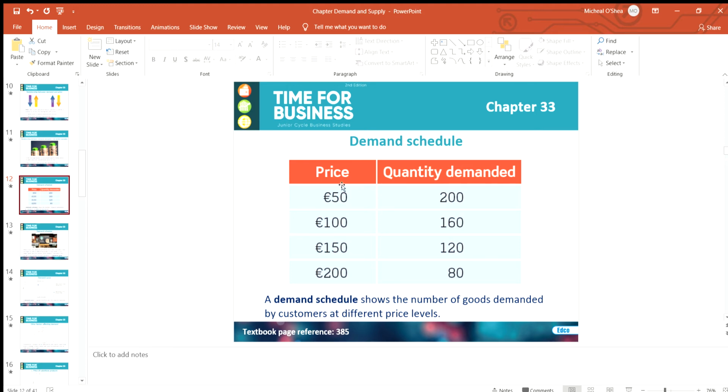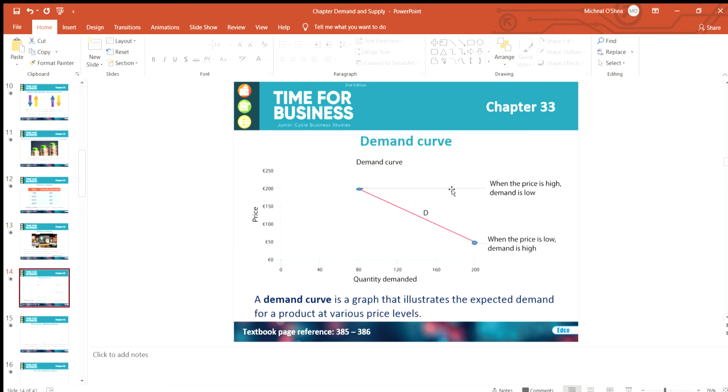If they give you this, you'd be expected to draw the demand curve. Price starts at 50, goes up to 200, quantity demanded starts at 200, goes on to 80. You have to draw this here, and you see that the lower the price is, the higher the demand is. When you watch it in the graph, the lower the price, the further over demand goes. When our quantity demanded is very high, our price will be at its lowest point. When our price is at its highest point, our demand is going to be low.